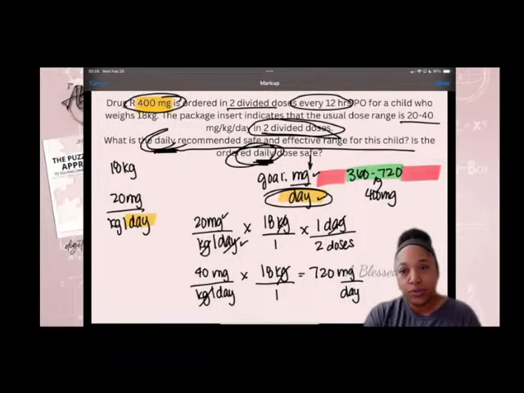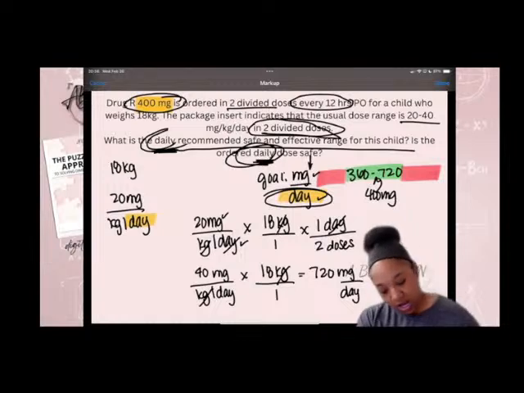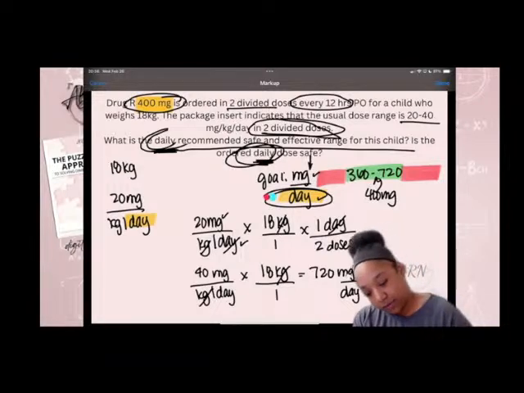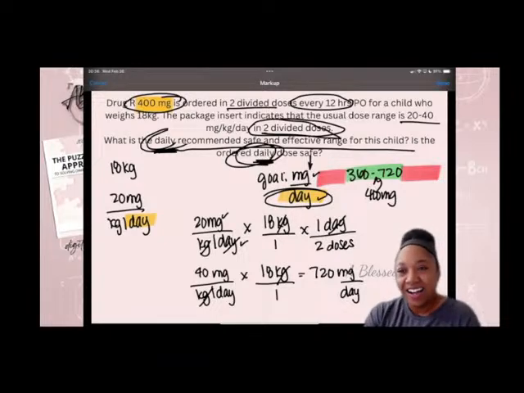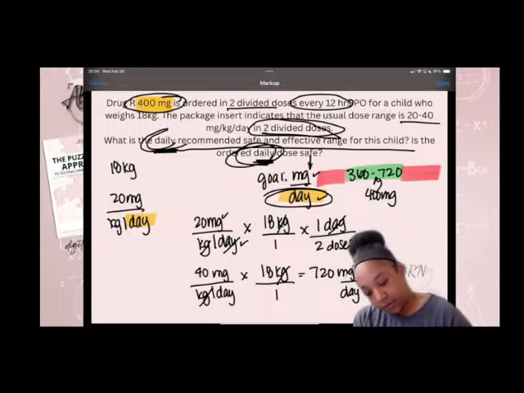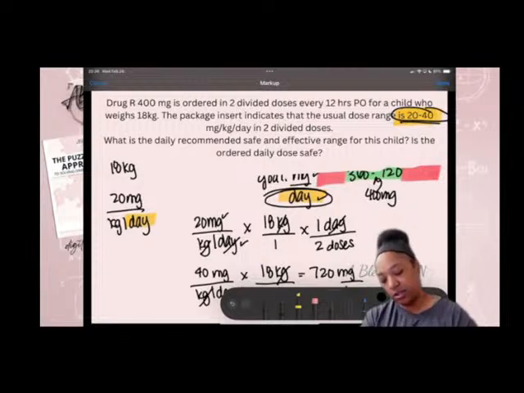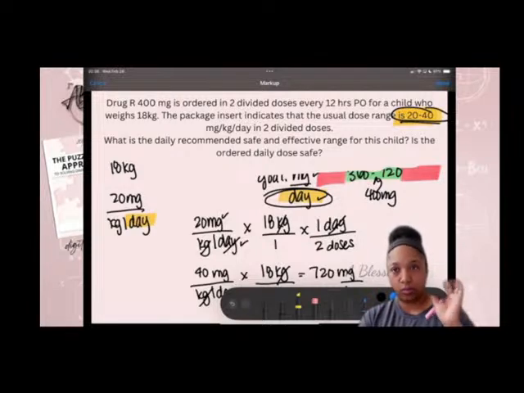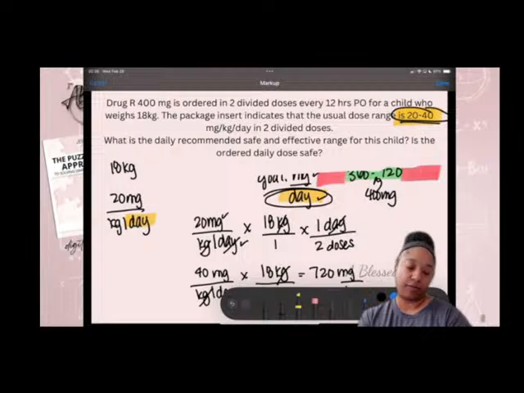Where did you get the 40 milligrams from? So the 40 milligrams came from the dose range. So the least that they could have was 20. The most that they could have was 40. So we found 20 milligrams per kilogram per day, and then 40 was the most that they can have.